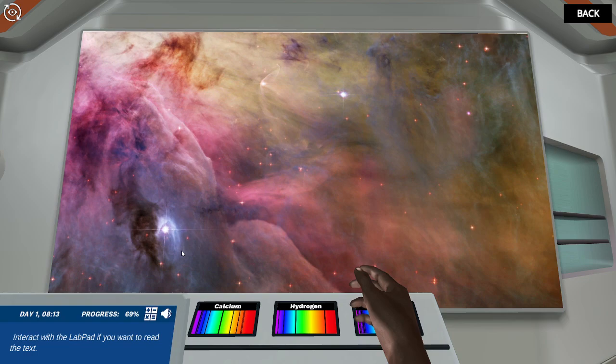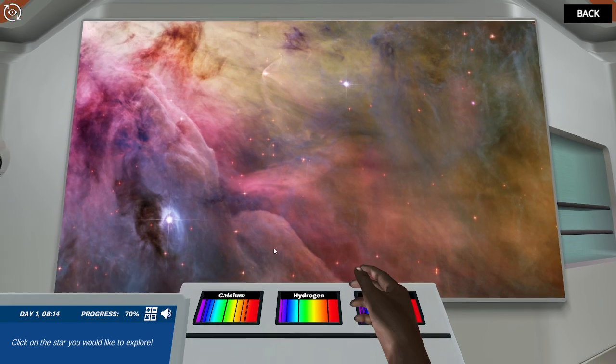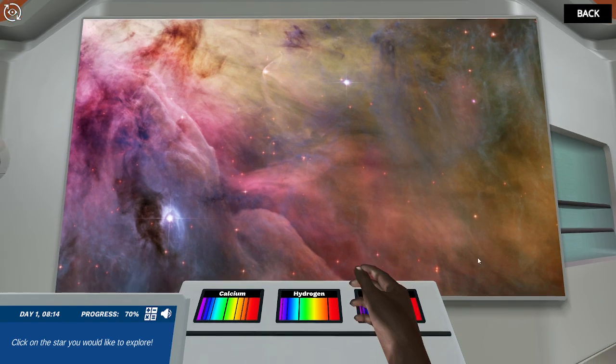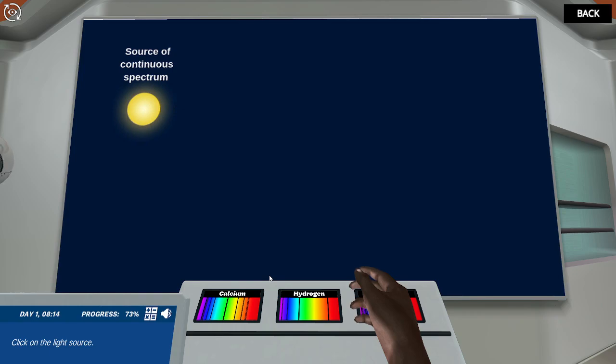Righty-ho. Now, please select a star that you'd like to analyze. Click on the star you would like to explore. That's a beautiful star. Okay, let's have a look at the starlight's incredible journey all the way from the star to my space telescope. Click on the light source.